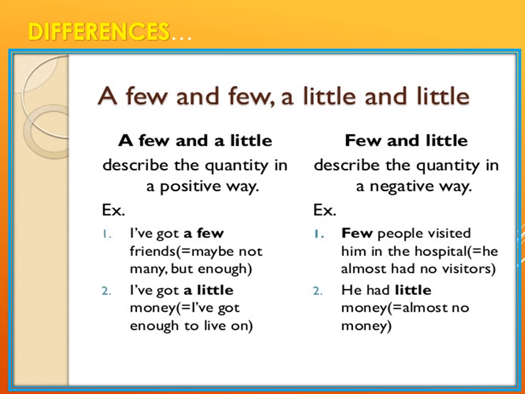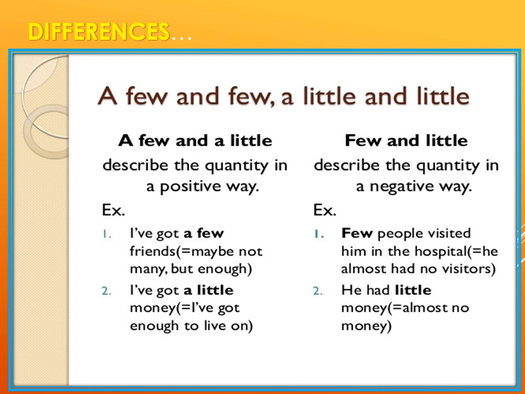Let's see. A few and a little describe the quantity in a positive manner. A few, a little. It gives you a positive feel when you read the sentence. There you use a few. When you want to express in a negative way, then you use few and little. For example, I have got a few friends. Now here the whole sentence gives you a positive approach, isn't it? I have a few friends.